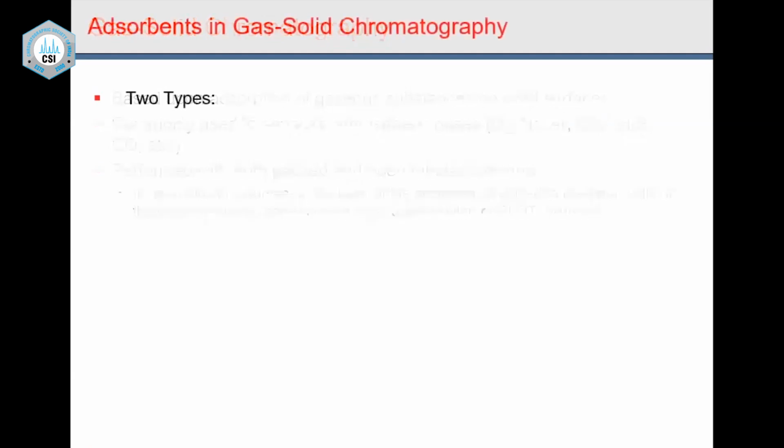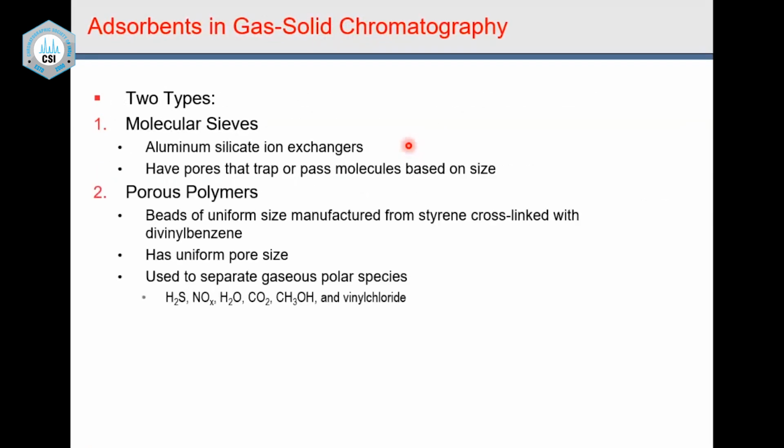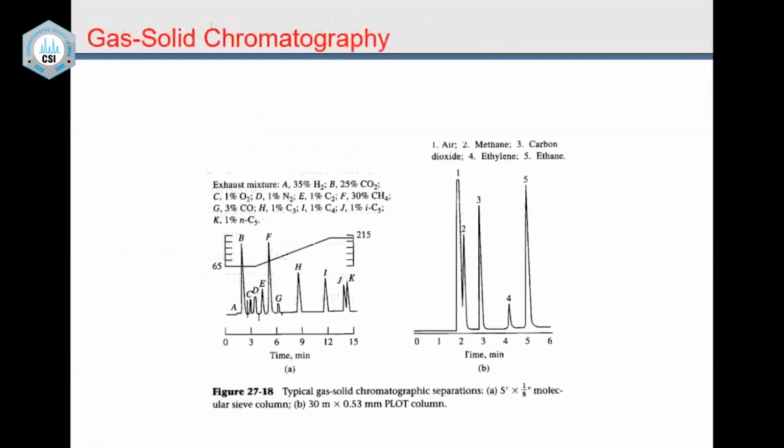Okay, so you use molecular sieve as one of the columns. Porous polymer can be used for separation of these inorganic gases. Molecular sieve can separate even air, oxygen and nitrogen, into individual compounds. Here you can see hydrogen is separated, carbon dioxide is separated on the same column, oxygen is there, nitrogen is there. All these compounds can be separated on a molecular sieve column.